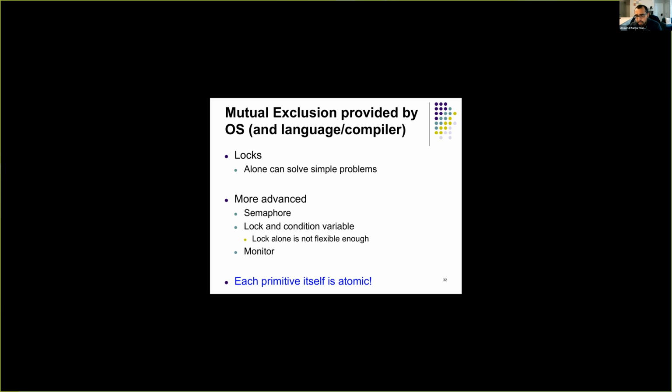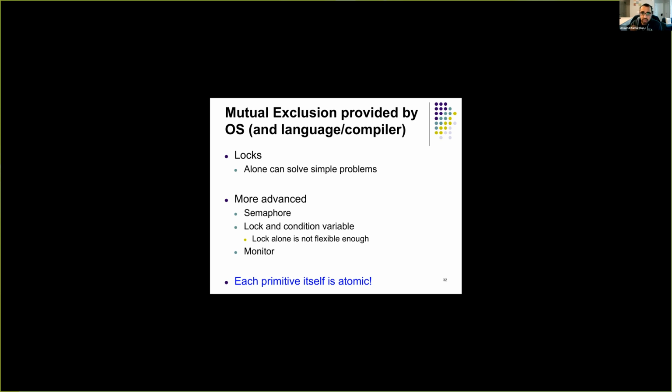Note that each of these primitives is atomic. Acquiring a lock is an atomic event. That means you can consider that as a single assembly instruction, or single CPU instruction. You cannot have a half lock acquire. You can either acquire the lock or not acquire the lock. You cannot have half acquire or half release, because these are atomic operations.